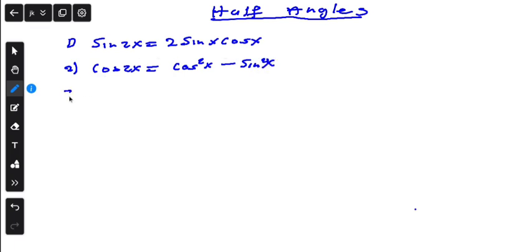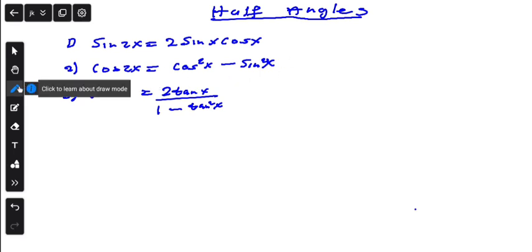And then when it comes to tan 2x, this one was giving us which one? It was giving us 2 tan x, then divided by 1 minus, then here we're going to have tan squared x. I think these identities you remember very well, right? So when you talk of half angles, we're going to derive these half angles from these identities.